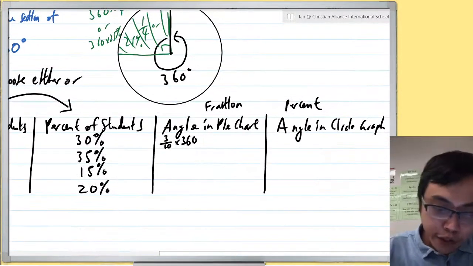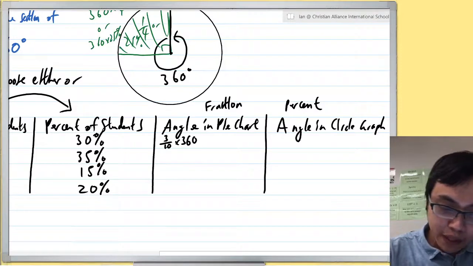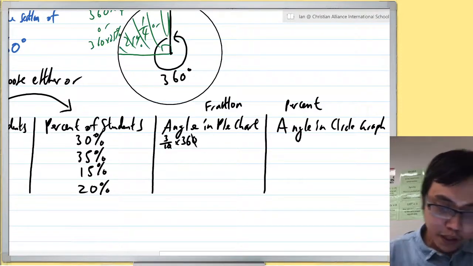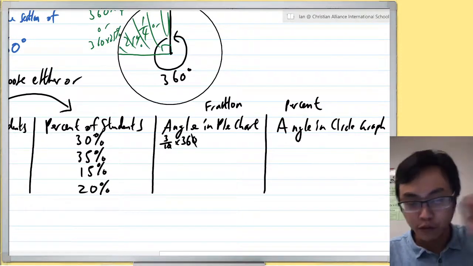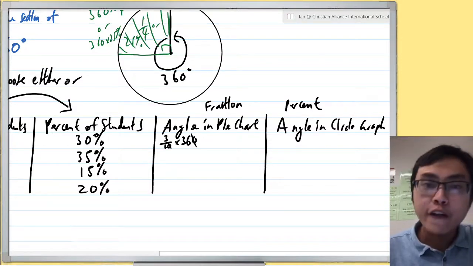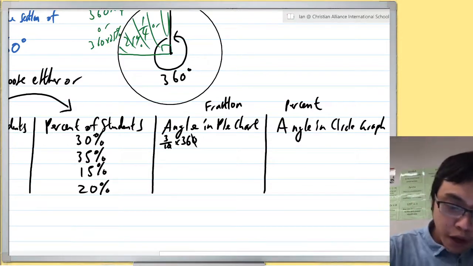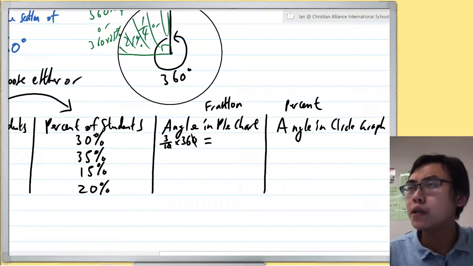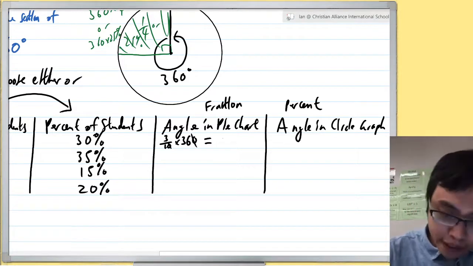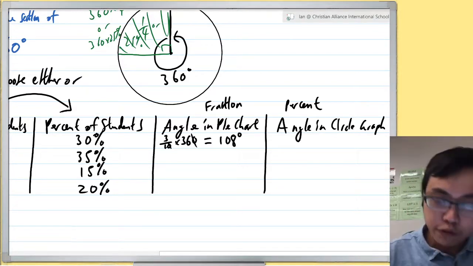And so you can simplify first: 360 divided by 10 is 36. 36 times 3, that's going to be 90 plus 18, which is 108. That's going to be 108 degrees, like there.